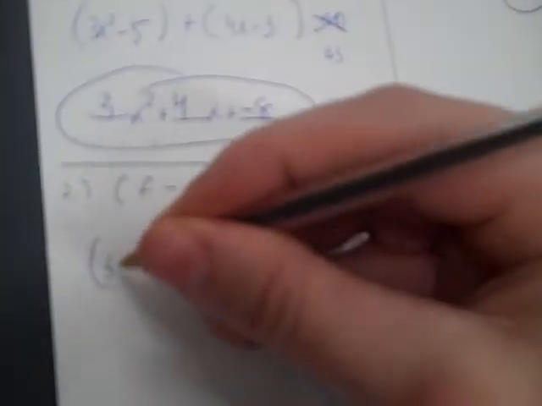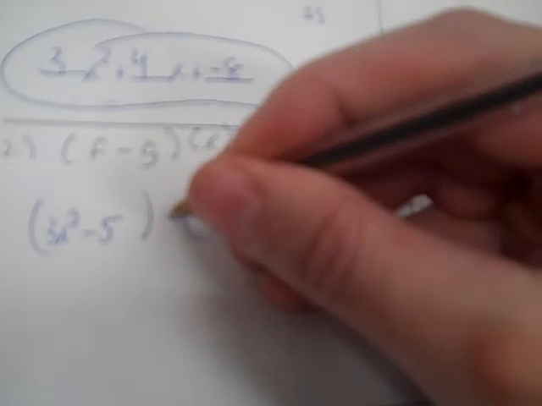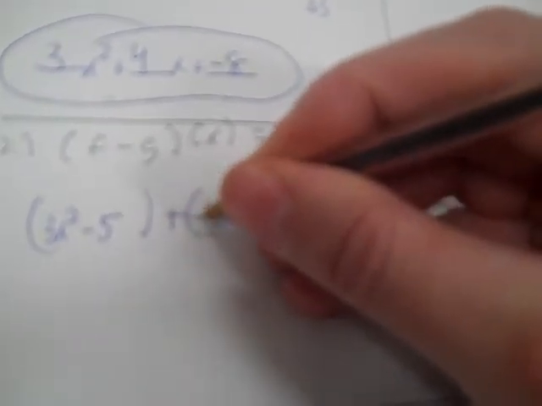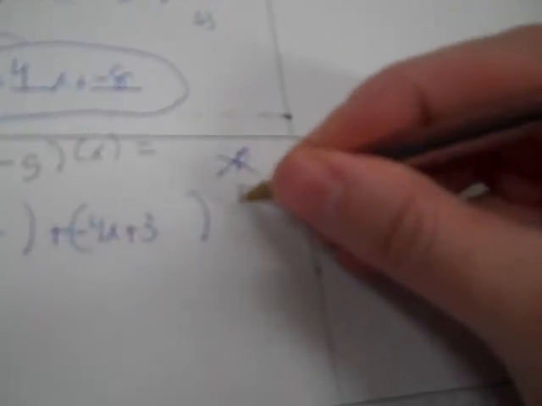Now it's minus, same idea. 3x to the second minus 5, and then the g is 4 times x minus 3. Now with this minus sign, we make it plus, and the 4 changes to the opposite, and so does the 3. Okay, so parentheses, you can't do anything to them at this point.